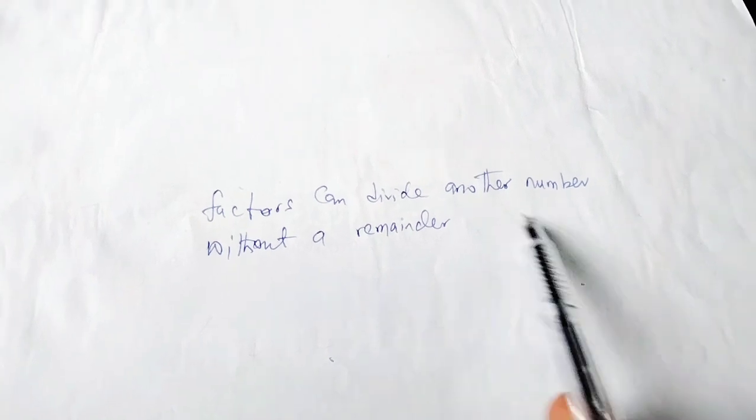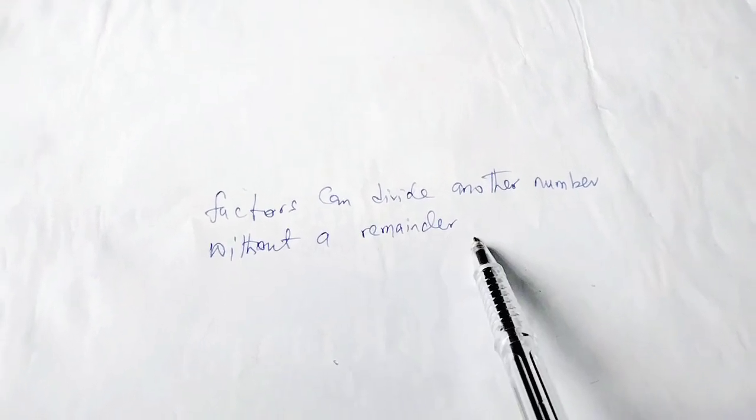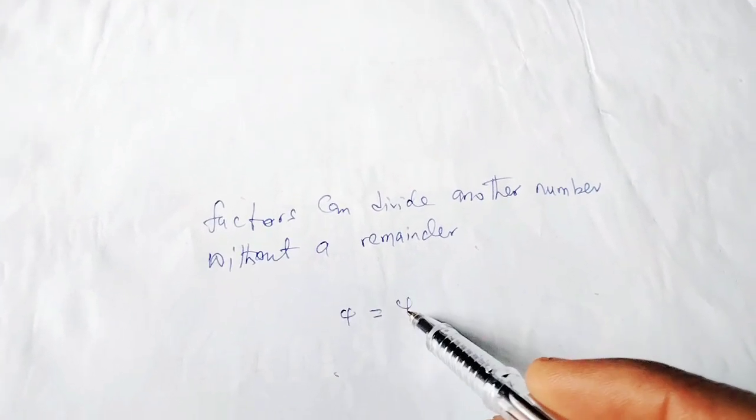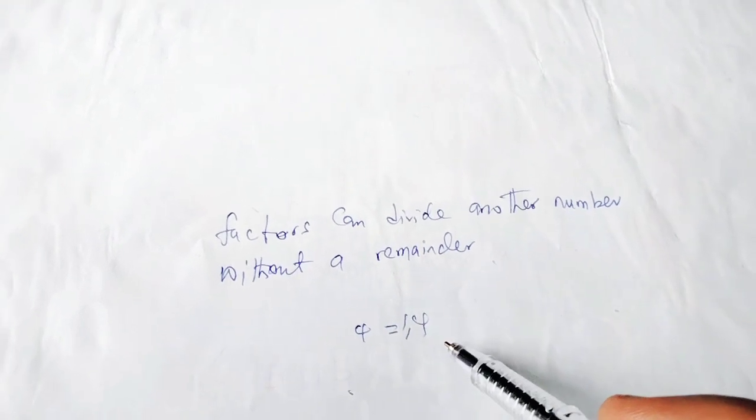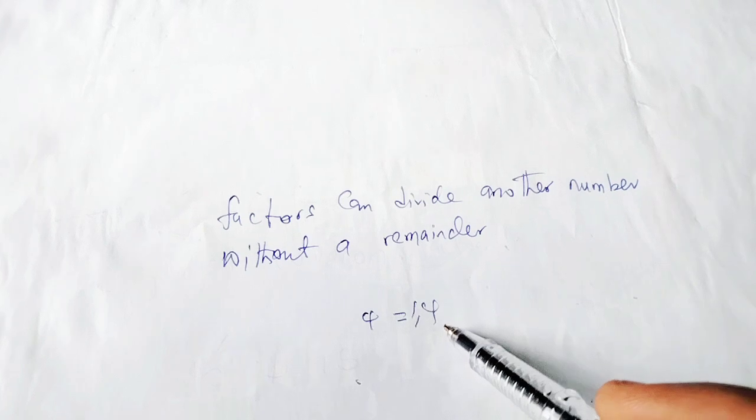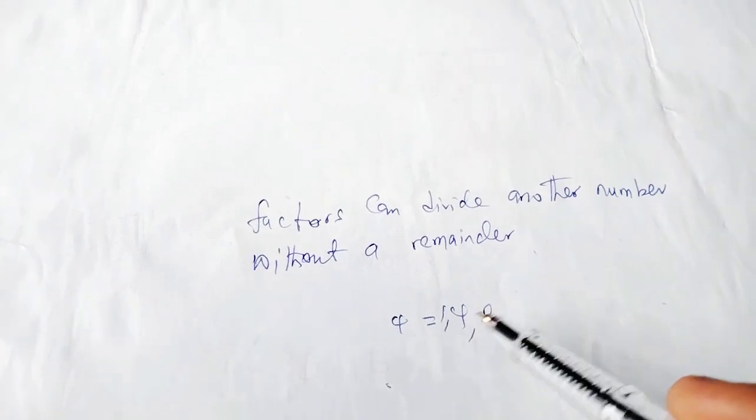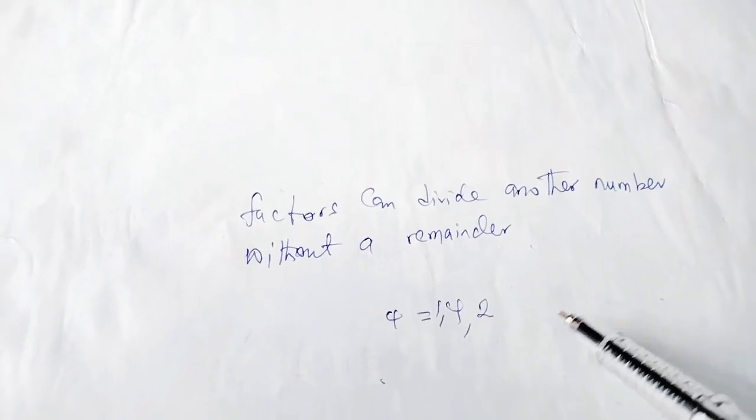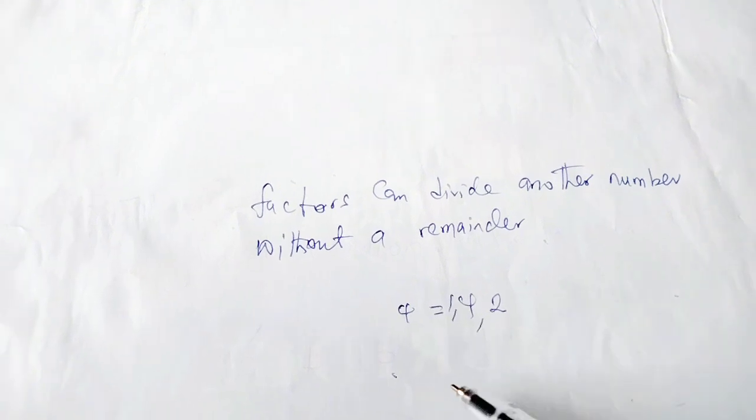Factors can divide another number without a remainder. So, factors of 4: 1 can divide 4 without the remainder, 4 can divide 4 without the remainder, and 2. In fact, 2 times 2 is 4, and 4 times 1 is 4.